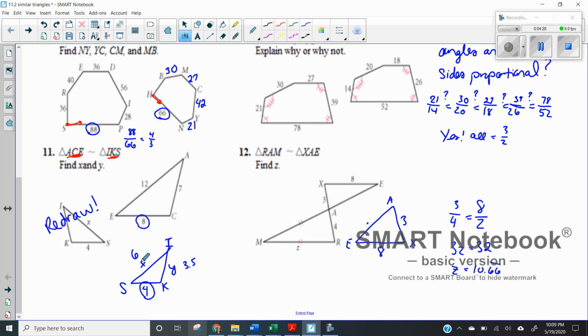So if you have X and Y switched, if you have those answers switched around, it's probably because you tried to match up X with 7 instead of X with 12.